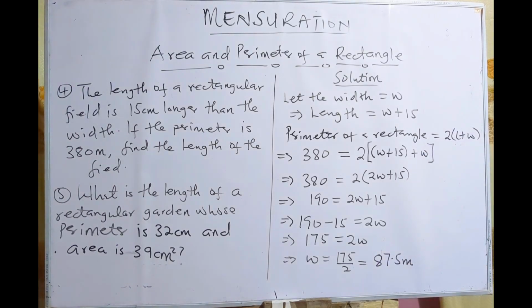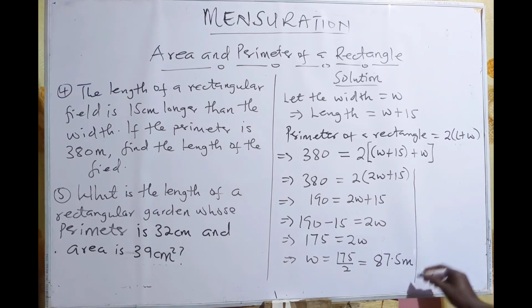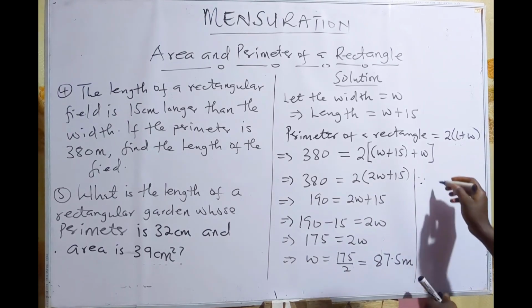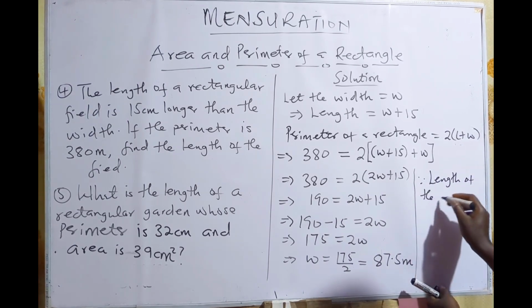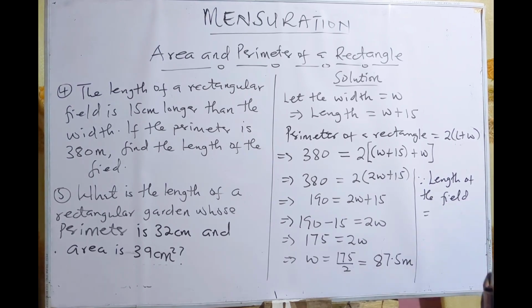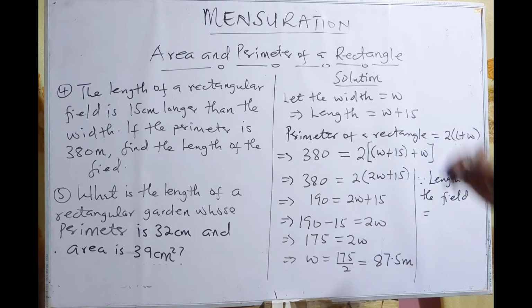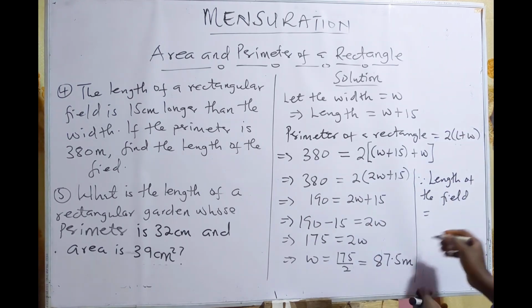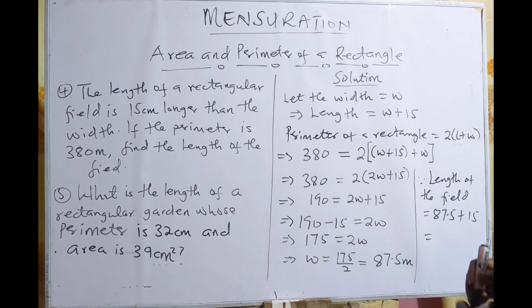That is our width. And the question says we should find the length. Alright, so the length of the field is equal to, what were we given for the length? Length is W plus 15. So to get the length of the field, what is our W? 87.5 plus 15. And we get the length of the field.